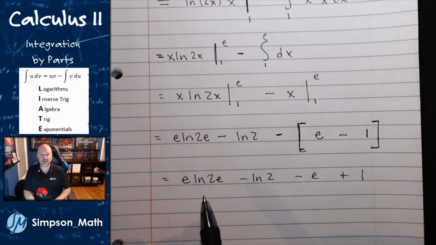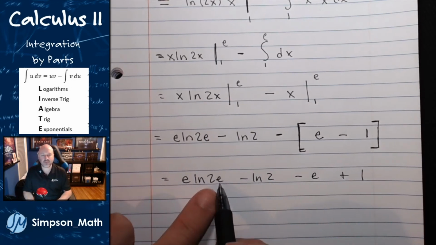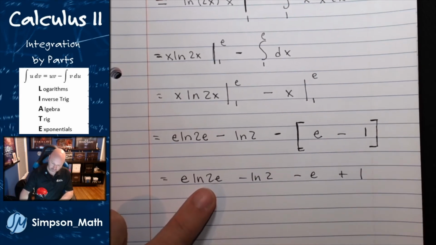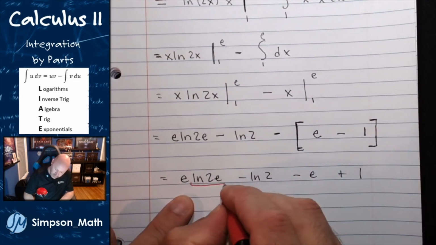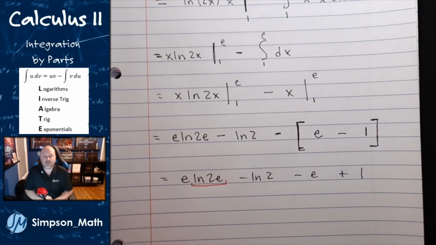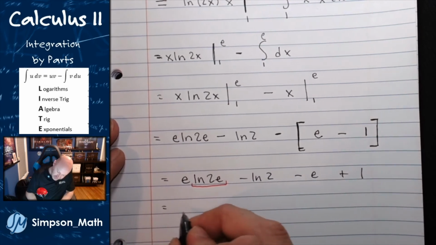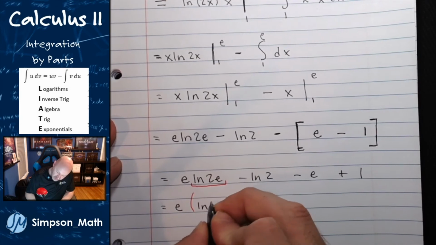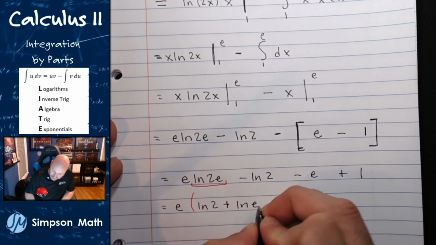I do see something that can pop out. So back before I said it would be smart to start with the product rule of logarithms, I'm about to use that product rule right here. So I have the natural log of 2e. There's a rule that says I can take a natural log of a product and rewrite it as the sum of those two factors. So watch this. I could say this is e times the natural log of 2 plus the natural log of e.